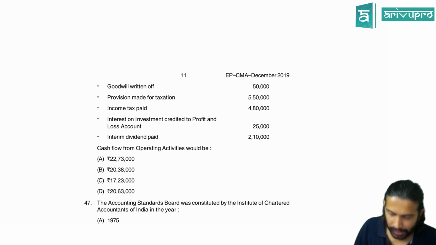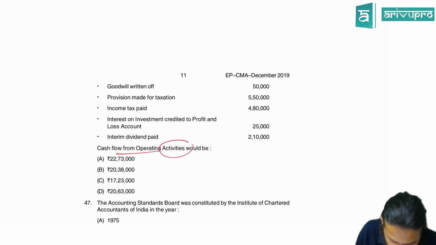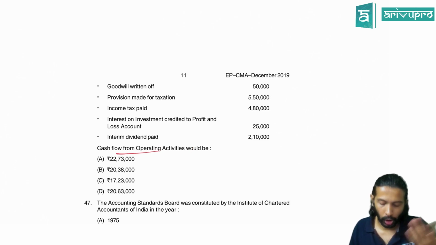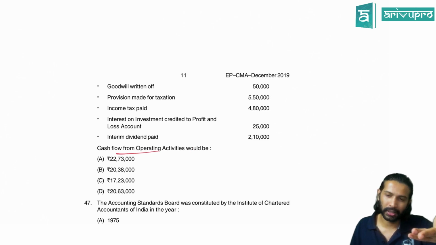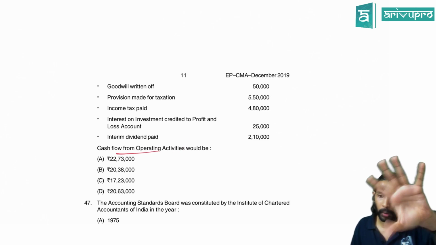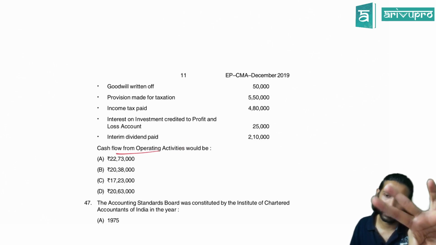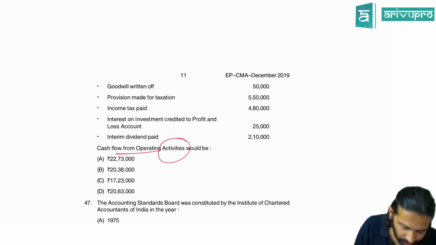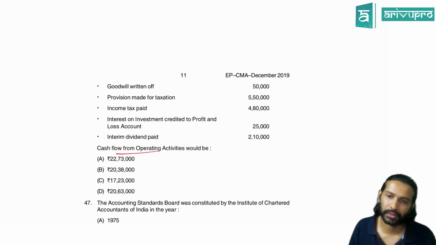How to read the question, I'm telling. Read 2-3 lines and straight away dive into the last line. Check what they are asking. They are asking what is cash flow from operating activity. In a cash flow statement, there are 3 headers, right? Operating activity, investing activity, financing activity. They are asking net cash flow from operating activity here.